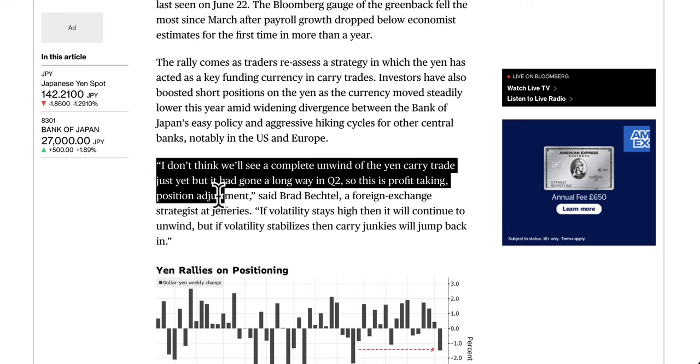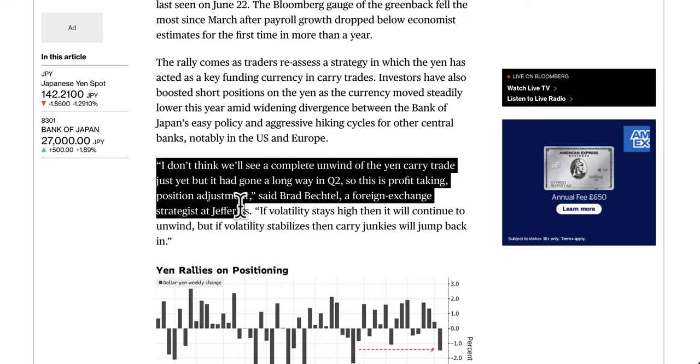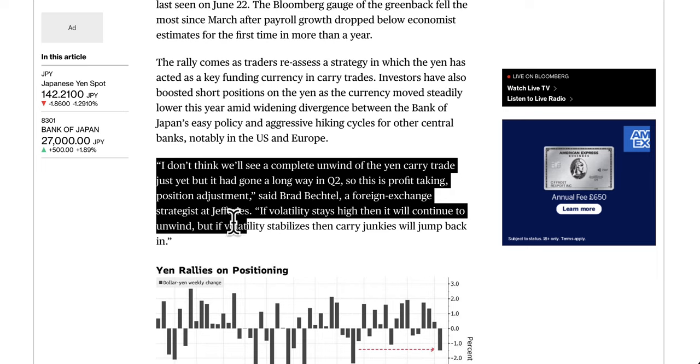So this is profit-taking, position adjustments, said Brad Beachel, a foreign exchange strategist at Jefferies. "If volatility stays high, then it will continue to unwind. But if volatility stabilizes, then carry junkies will jump back in."